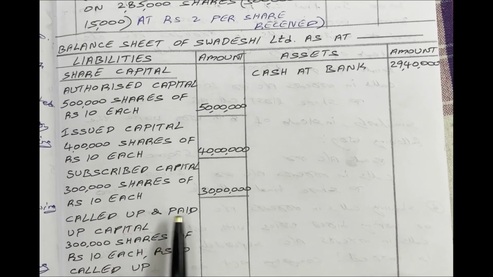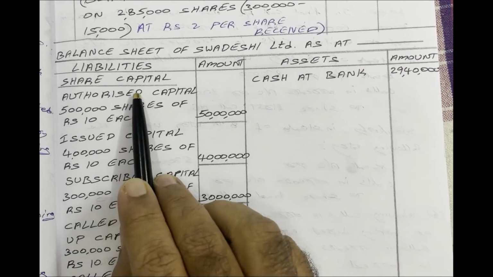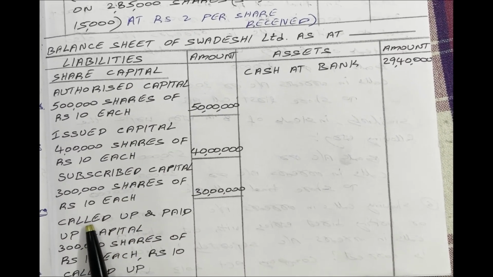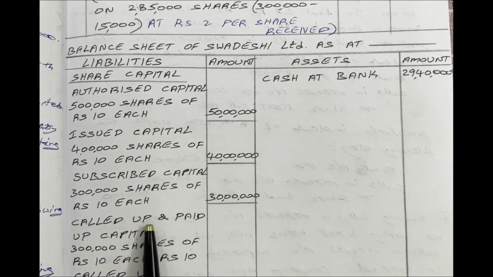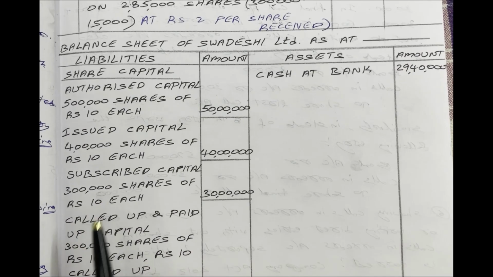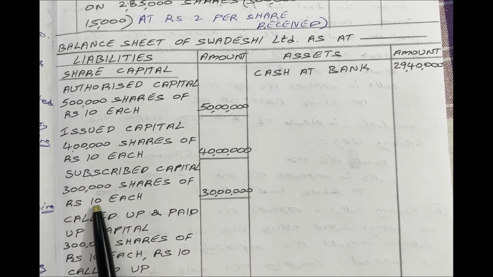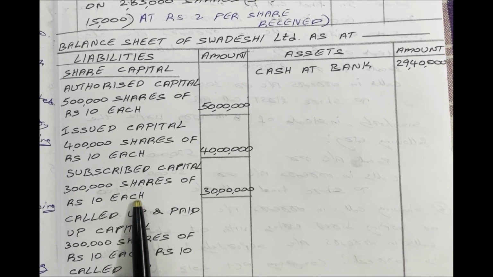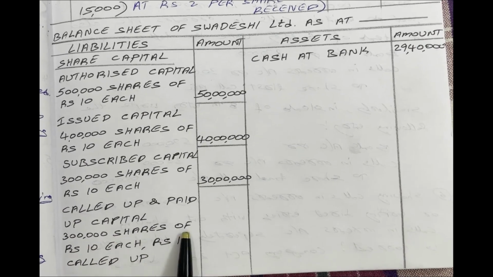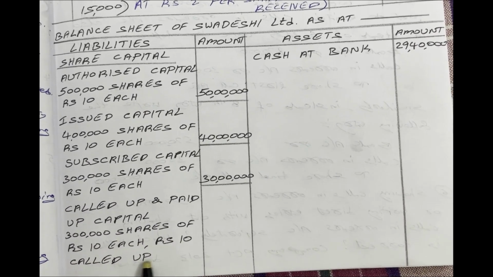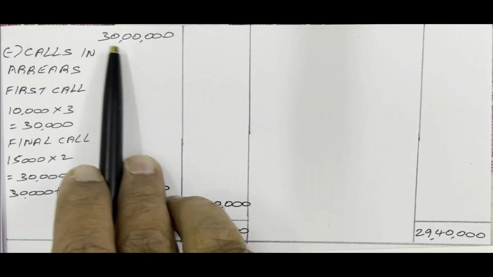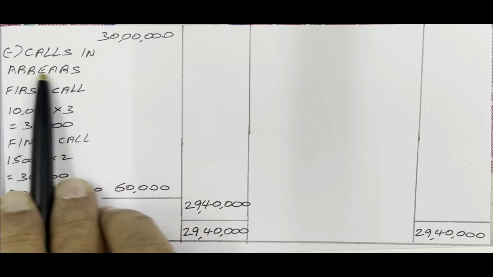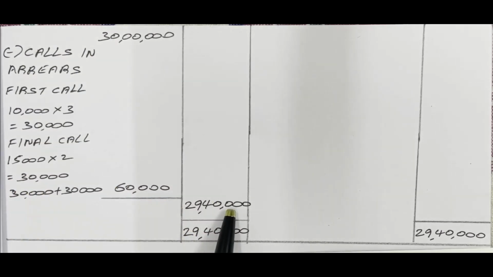Next, called up and paid up capital. See, authorized capital, issued capital, subscribed capital we should show separately. But called up and paid up capital we have to show combined. The company called a total of 10 rupees now. Therefore, called up capital is 3 lakh into 10 rupees, 30 lakh. But paid up capital is not 30 lakh because calls in arrears are there. 3 lakh shares of 10 rupees each, 10 rupees called up. So called up capital is 30 lakh, show in the inner column. From that, if you subtract calls in arrears, then paid up capital will come.